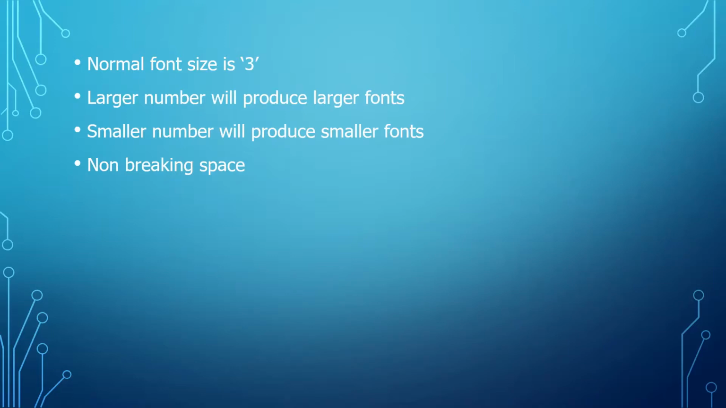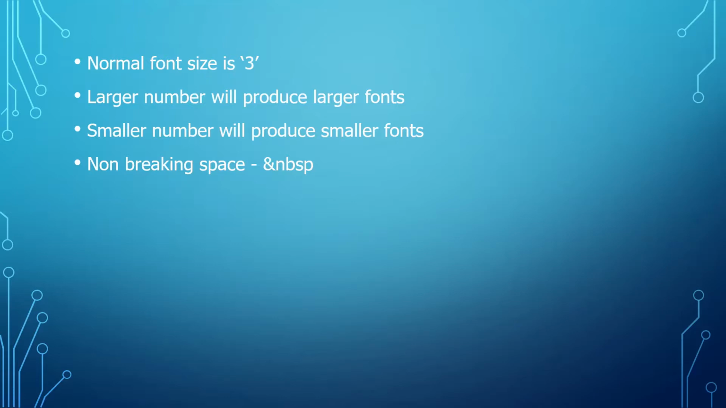There may be times when you wish to indent the first line of a paragraph in order to produce certain effects. The way to achieve this is with what is called a non-breaking space, and that is created this way, ampersand NBSP. This will move the text over by 1 pixel, which is really not a lot.